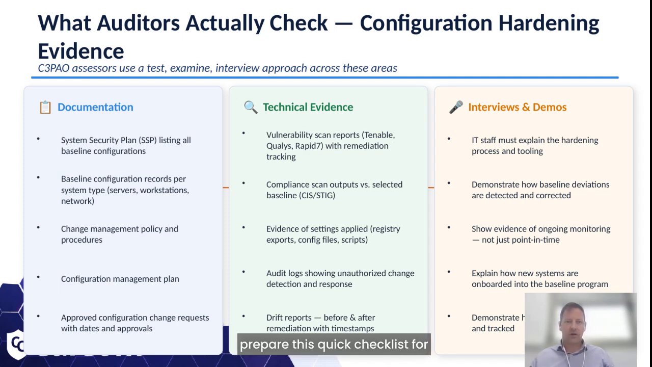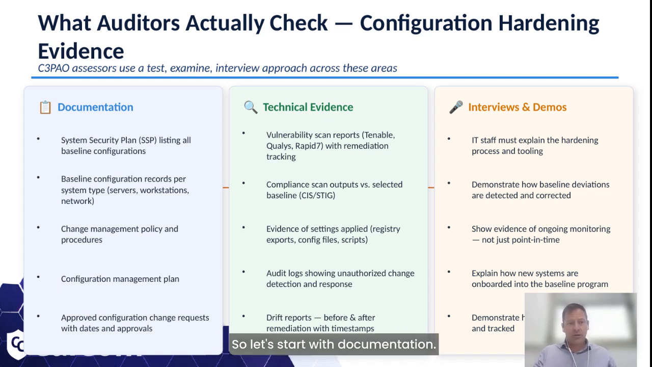And we prepared this quick checklist for you to go through and review and make sure that you are ready. So let's divide it into three. We have the documentation part, we have the actual technical evidence, and then we have the interviews and demos, which are more relevant when the auditor is visiting the site or the infrastructure and would like to get an understanding of the actions that were done.